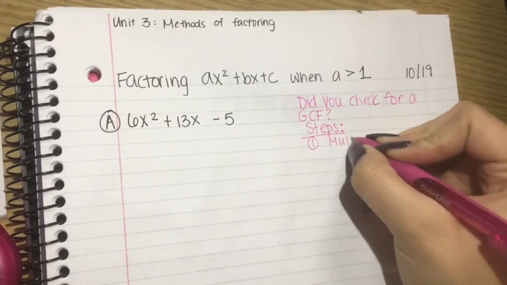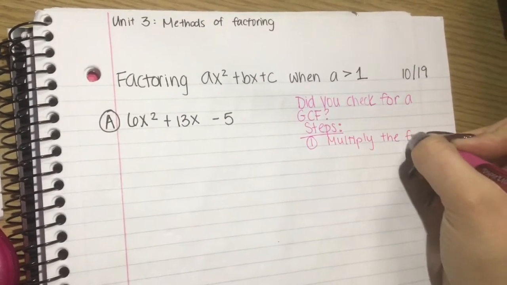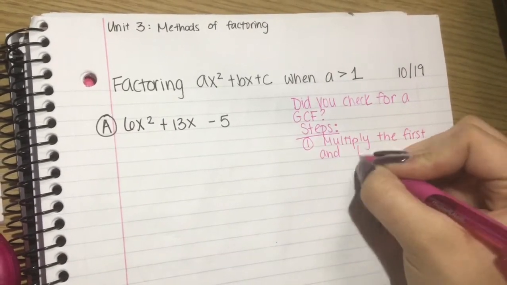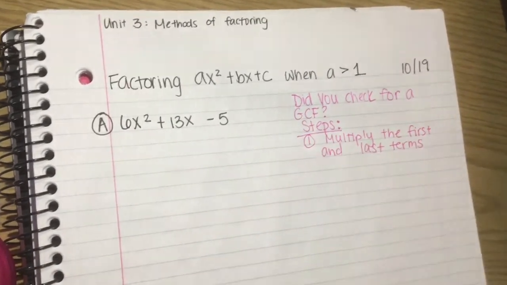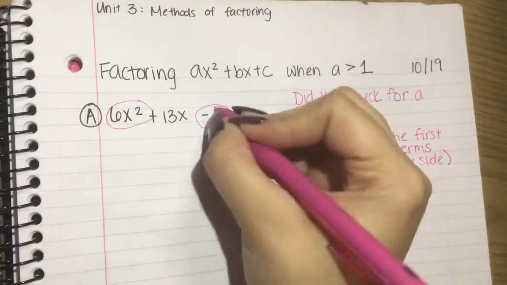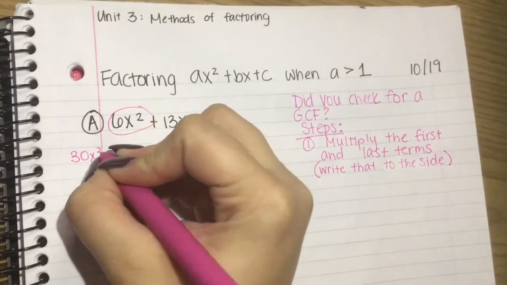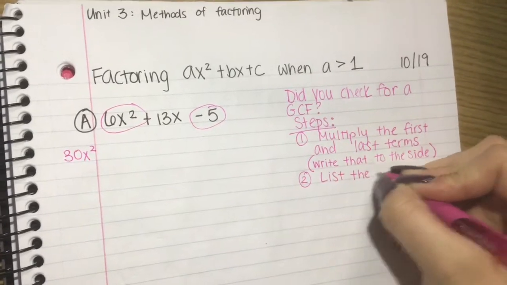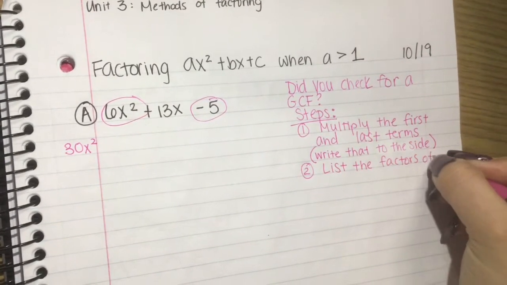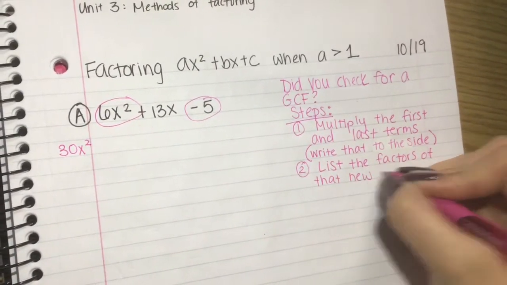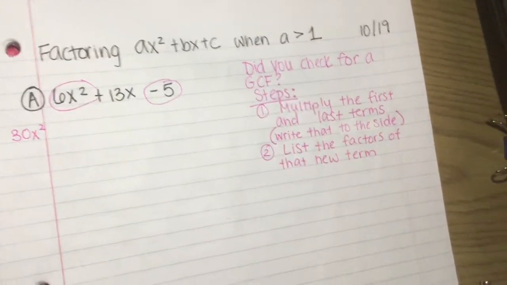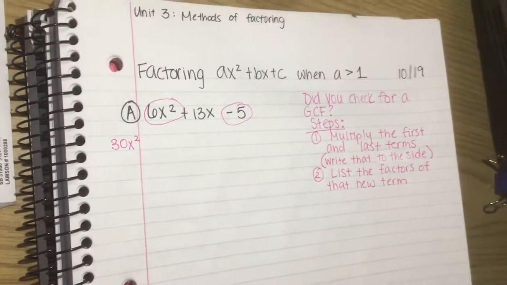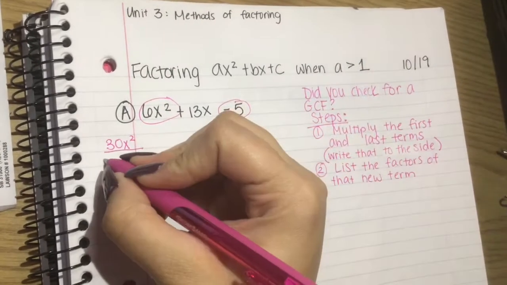So first we're going to multiply the first and last terms completely. And I'm going to write that term off to the side. So 6x squared times -5 is going to give me -30x squared. First, I'm just going to list the factors of that new term without any negatives in there. I'll analyze those signs afterwards, and we'll put those signs in after we list the factors.